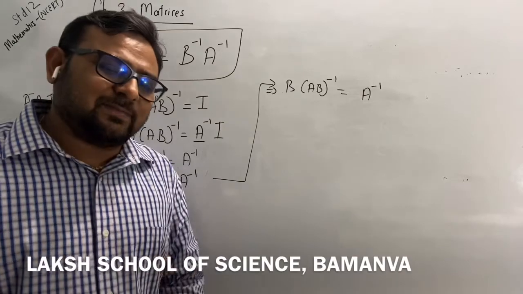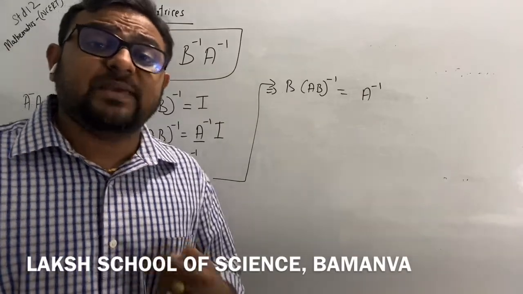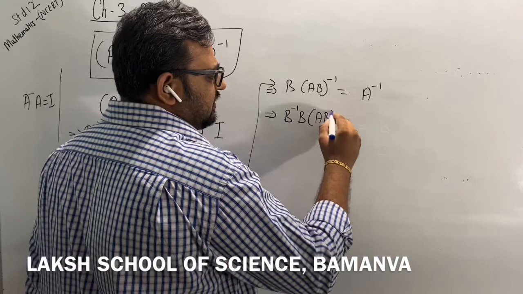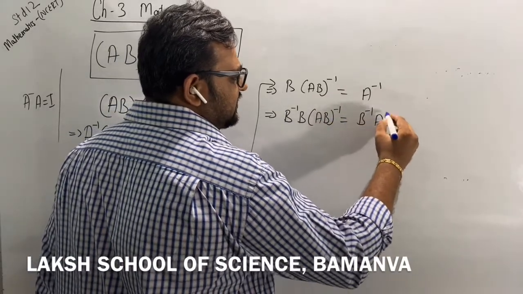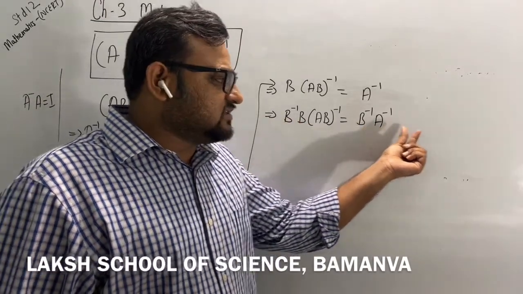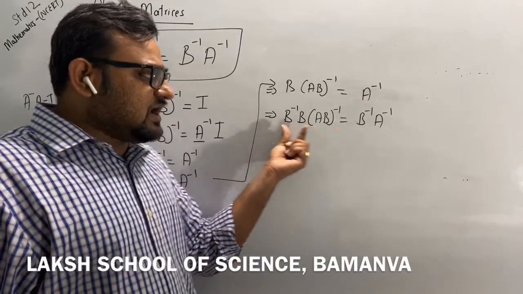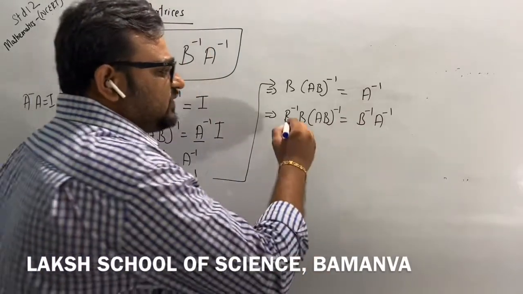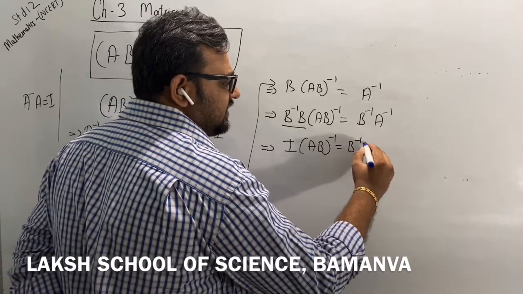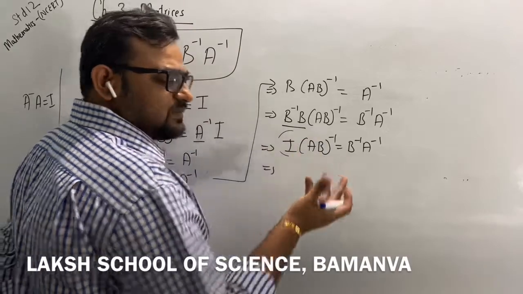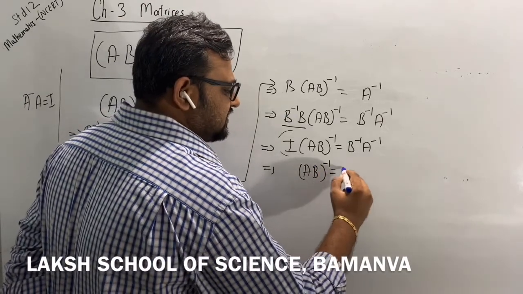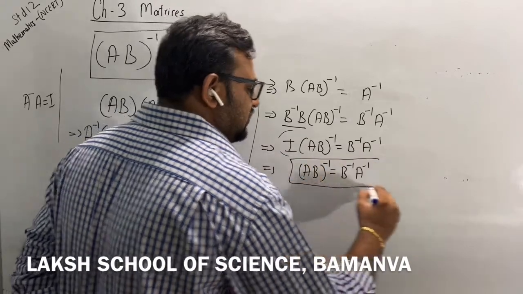Now multiply both the sides with B inverse. So this will show that B inverse into B into (AB) inverse equals B inverse into A inverse. I am multiplying both the sides by B inverse. I cannot write here A inverse into B inverse. The order that I am using here, I must use same. Clear? So what is B inverse into B? I. So (AB) inverse is equal to B inverse into A inverse, since identity matrix multiplied gives the same matrix.